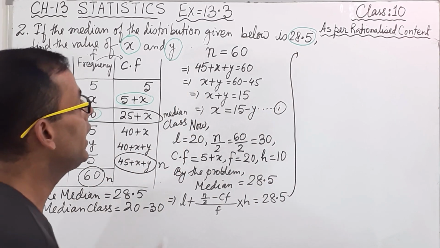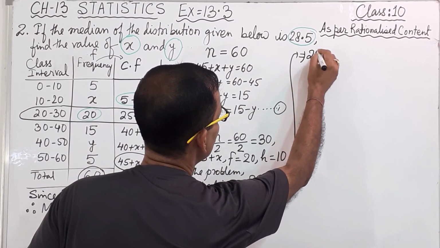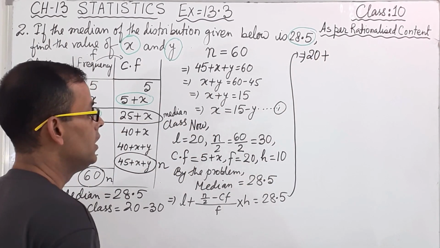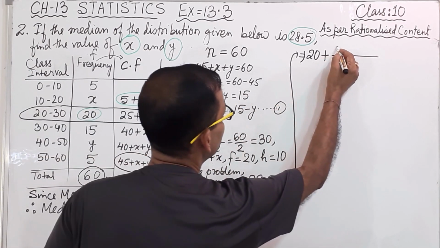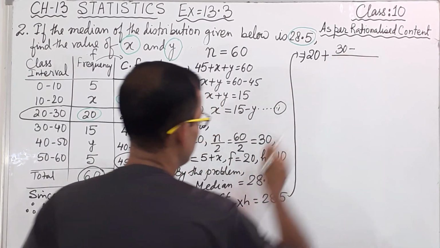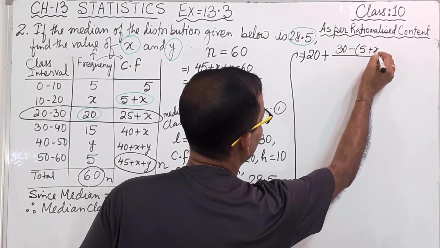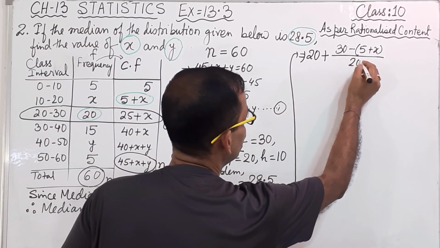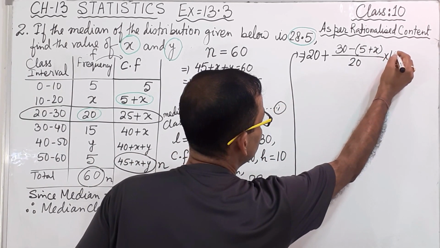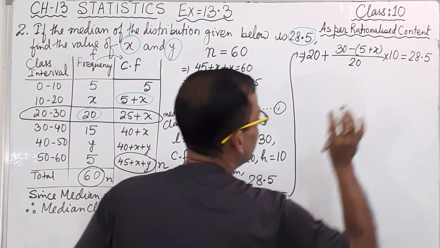Now from here I am shifting this side. L is 20 plus. Then we will draw one line. Now n by 2 is 30 minus. Now CF is 5 plus x. And then f is 20. Then h is 10, equal to 28.5. Clear?